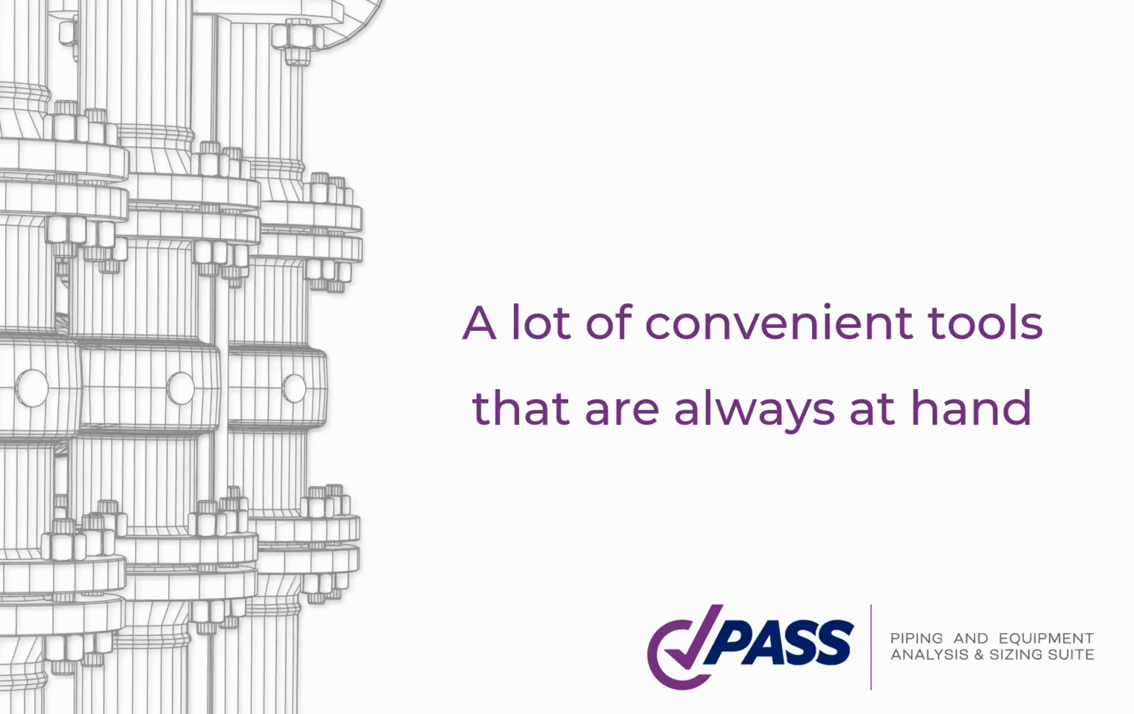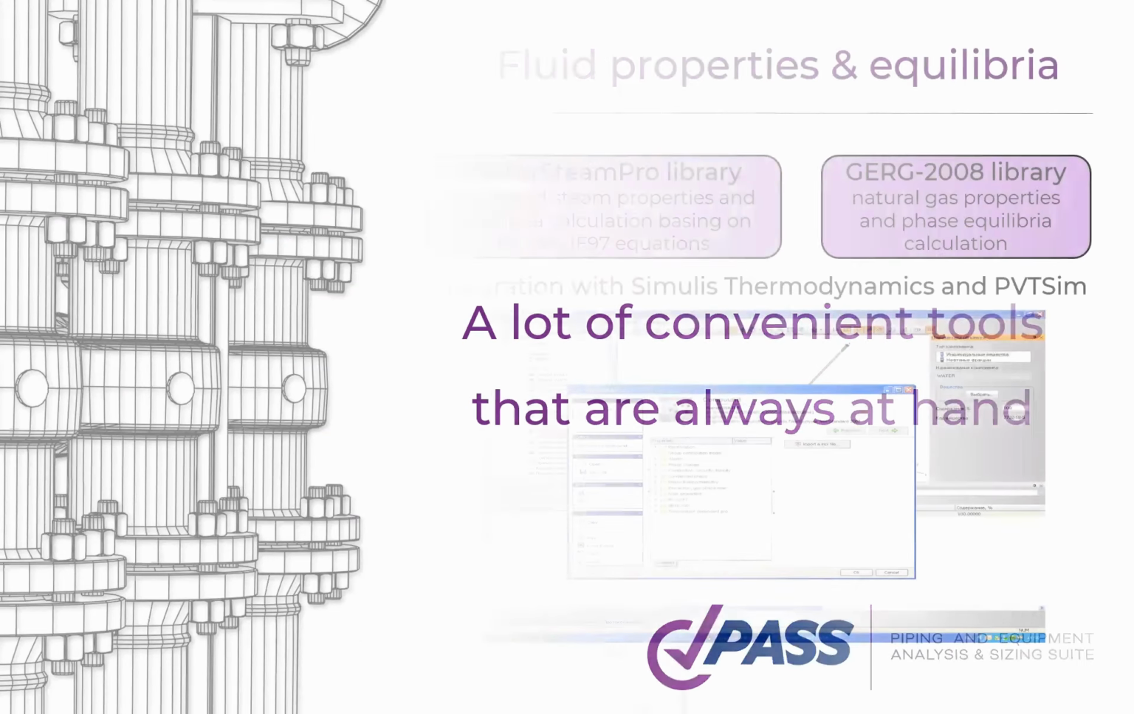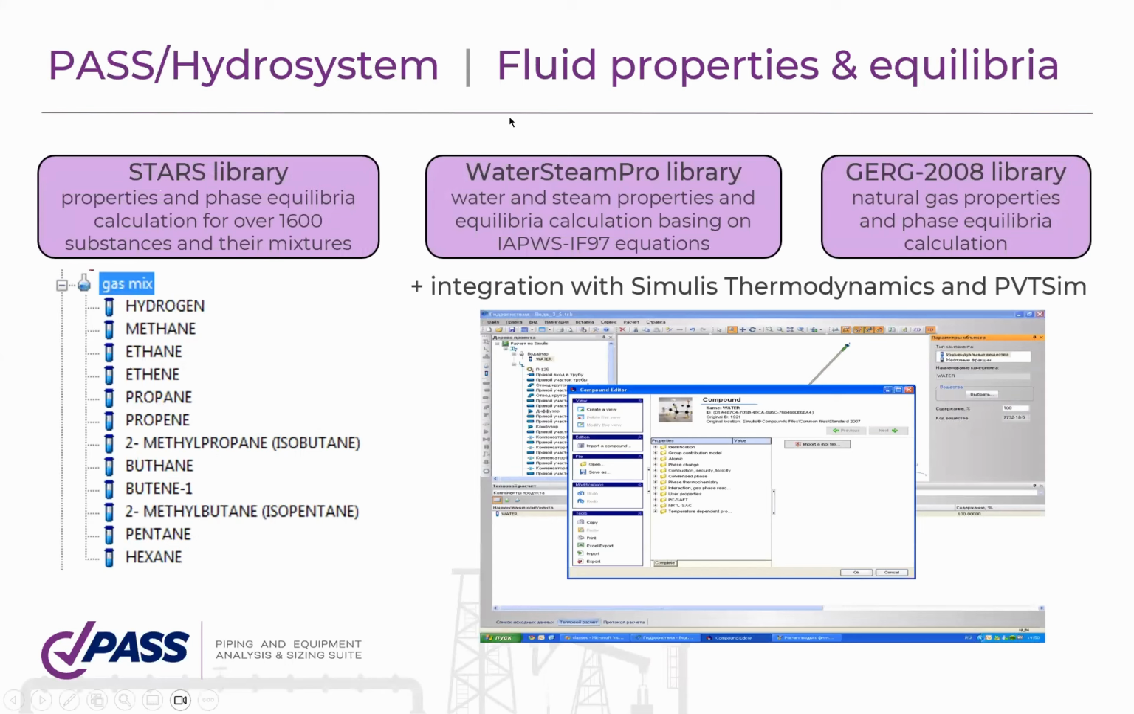And in HYDROSYSTEM, we have a lot of convenient tools that are always at hand. Among them, we have different built-in thermodynamic libraries for fluid properties and equilibrium calculation. When you work in HYDROSYSTEM, you can specify the composition of your fluid, and that's it. The program will calculate all the required properties and phase equilibrium for your calculation on the go. You don't need to enter these values manually. And we have a lot of different libraries for different types of substances built into HYDROSYSTEM.